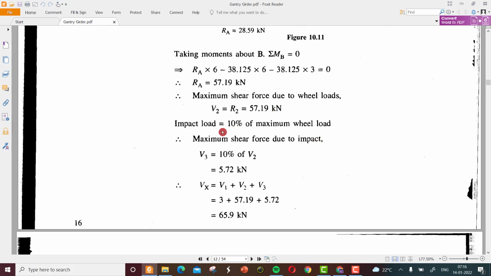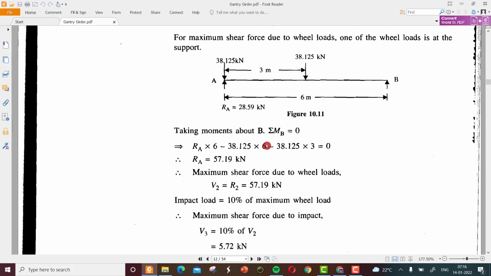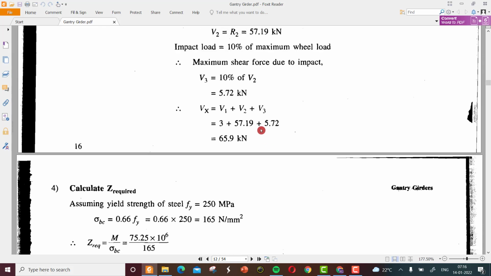For this also the impact load is taken as 10% of the maximum wheel load, which will be 57.19 plus 10 percentage. The 10 percentage value is about 5.72, which will add to 62.9, where 3 was the value due to the self weight. So 65.9 will be the total shear force acting on the gantry girder.